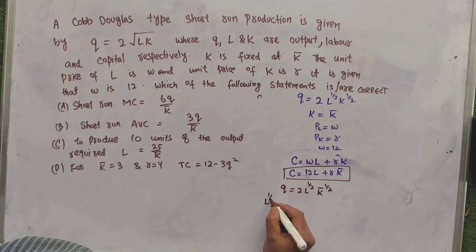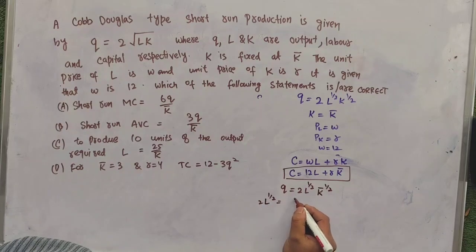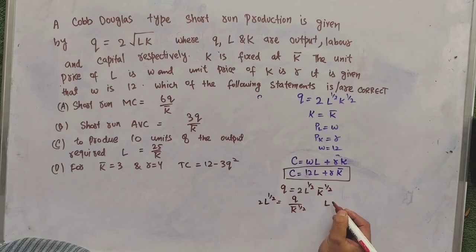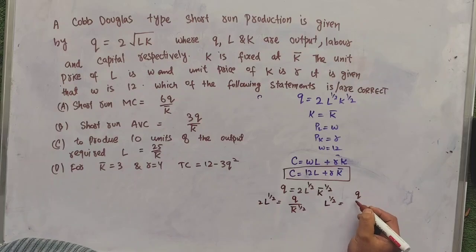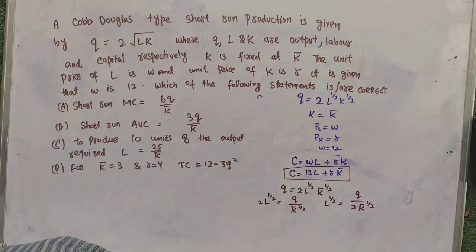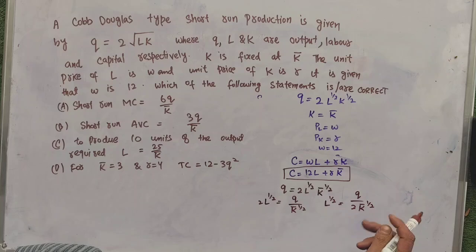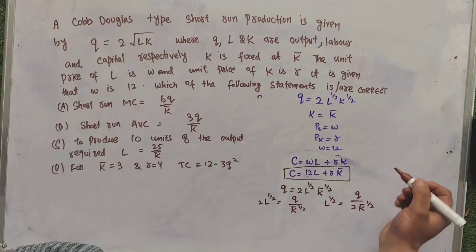L raised to the power 1/2, twice, will be equal to Q divided by K raised to the power 1/2, or L raised to the power 1/2 will be equal to, transposing it gets divided, so Q divided by twice K bar raised to the power 1/2. Since we need to solve for L, we transpose the exponent, it becomes square.